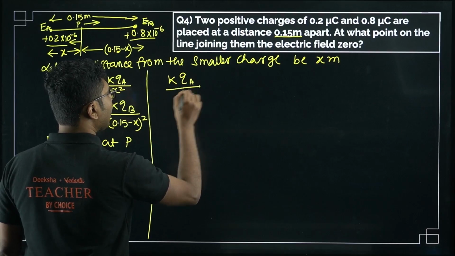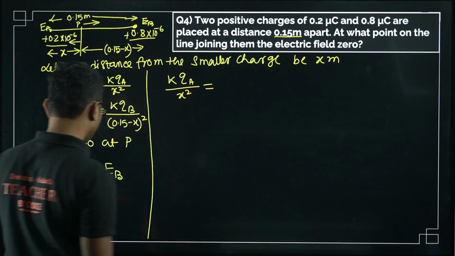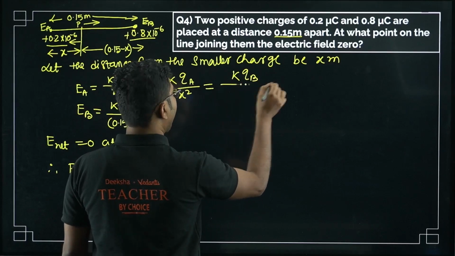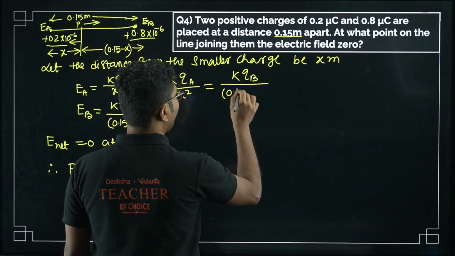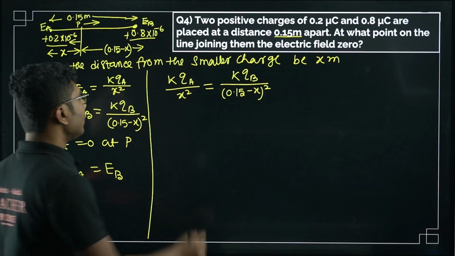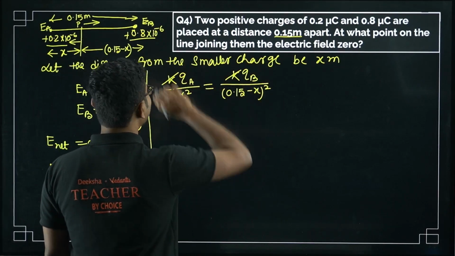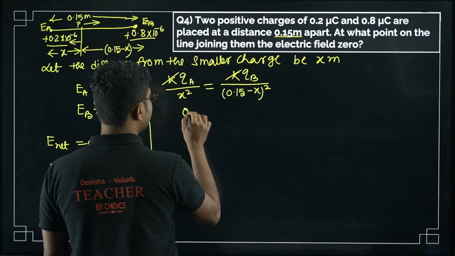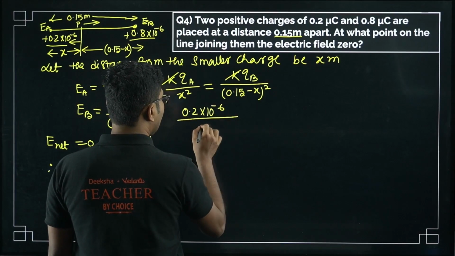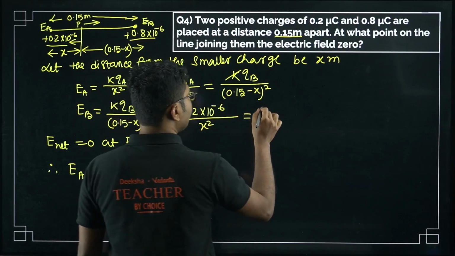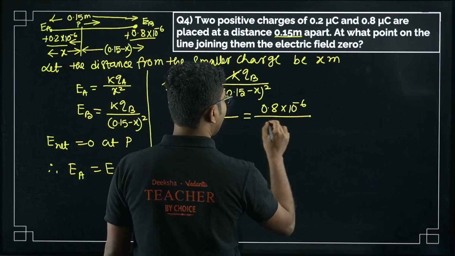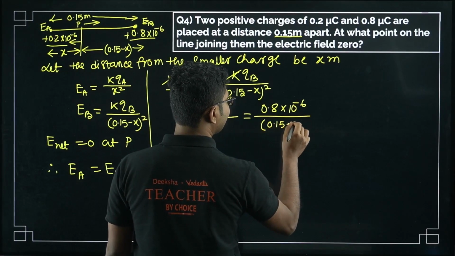KQA by x square equals KQB by 0.15 minus x whole square. Okay, so that is why I told you do not put the values, because they will cancel, and if you see a lot of things, other things will also cancel. 0.2 into 10 to the power of minus 6, that is the first charge, divided by x square is equal to 0.8 into 10 to the power of minus 6 by 0.15 minus x whole square.